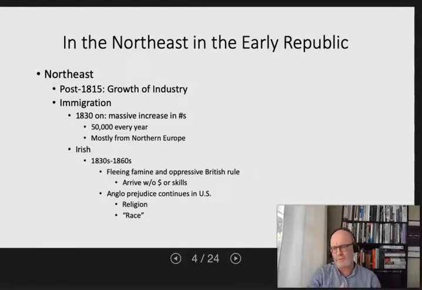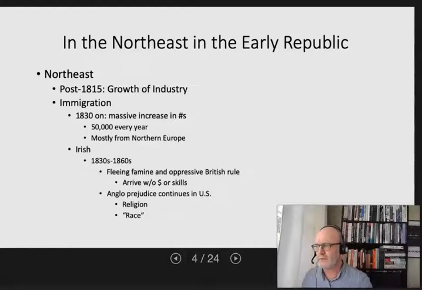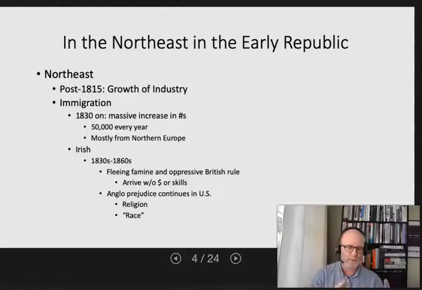So this is the early republic. Now we're post-Jefferson. We're into Madison, Monroe. Industry is growing. Immigration is subsequently growing, and in the Northeast, that is to say, New England, New York, they see a lot of immigrants coming to work in newly nascent or emerging industries. And it's big numbers, way bigger than what we saw in previous decades. 50,000 a year in the 1830s, mostly from Northern Europe.